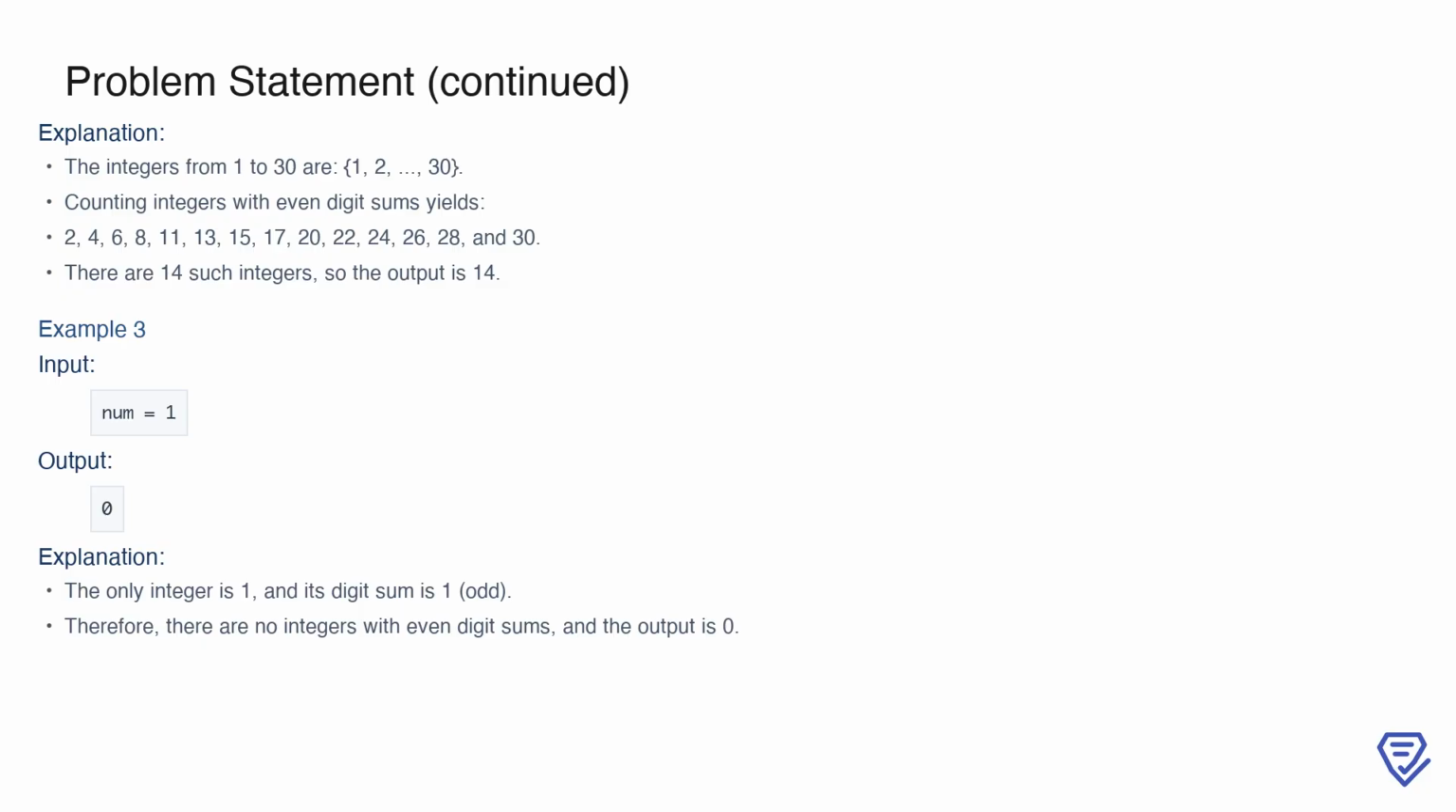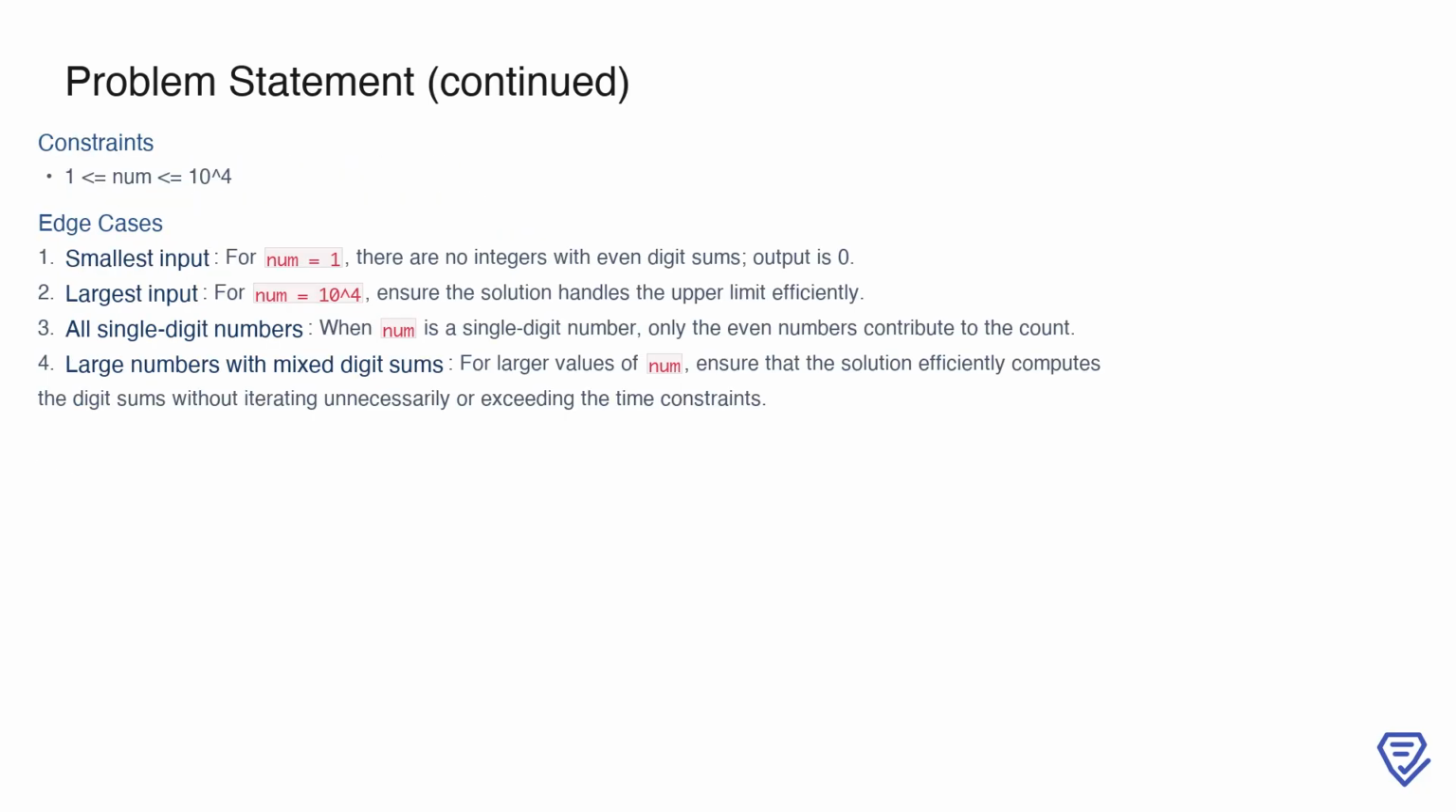On the other hand, for smaller inputs like number equal to 1, the only number to consider is 1 itself, which has a digit sum of 1, an odd number. As a result, the output is 0 since there are no integers with even digit sums. To summarize the constraints, the value of number will always fall between 1 and 10,000. This means we need to ensure our solution is efficient enough to handle even the largest input size.